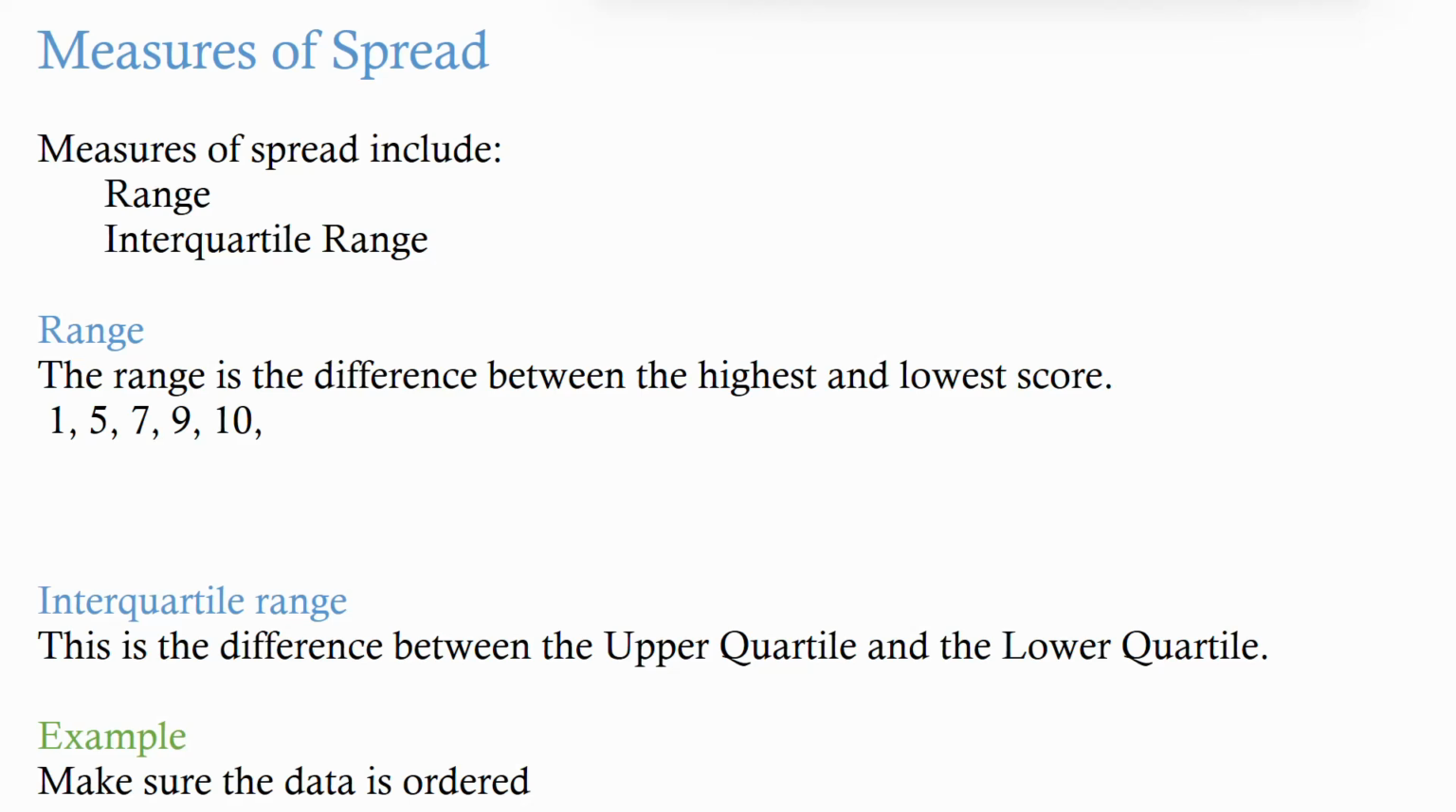So if we had a data set of 1, 5, 7, 9, 10, our range is just the largest score, so 10, take away the smallest score, 1. So our range is 9. That's as simple as it is for the range.